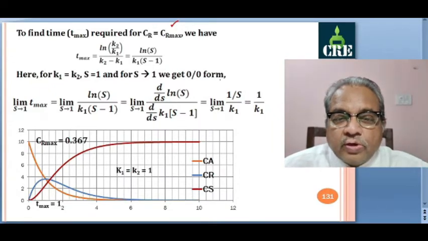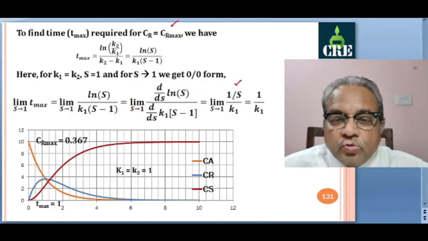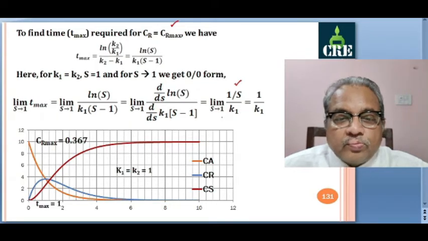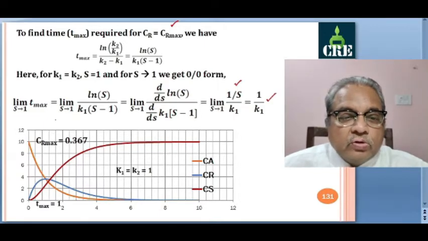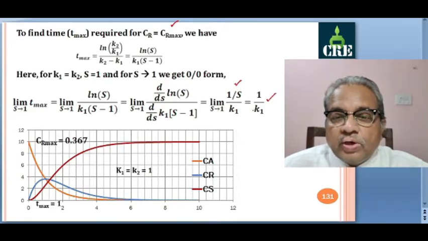d/ds of ln of s is 1 by s, derivative of k1 into s minus 1. So derivative of k1s is simply k1, and derivative of k1, which is constant, is 0. So 1 by s by k1. Okay. So if I substitute s tending to 1, this is 1, so we get 1 by k1. So t max will be equal to 1 by k1, and we know this is for the condition k1 is equal to k2.